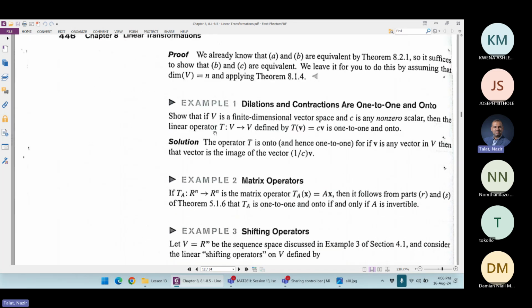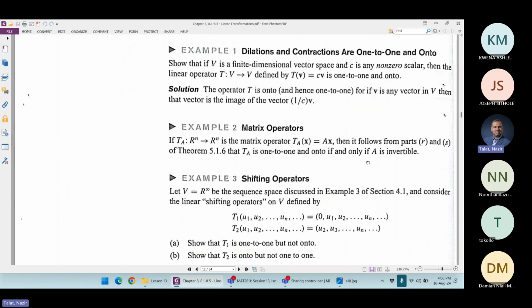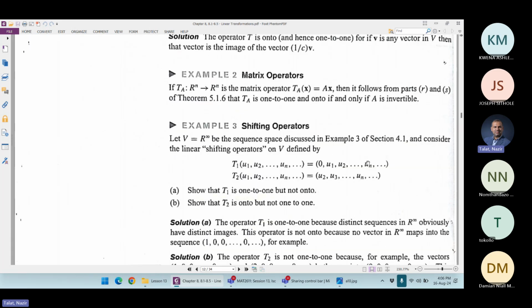Now, here there are examples like the contractions: if we take T of V equal to cV, this kind of operator is always one-to-one and onto. And this is an important example of a shifting operator. If we take some elements from R infinity and define the operator in this way, you can see that it covers the elements from that one. Also this is another operator, T2. One can see that T2 is onto but not one-to-one.